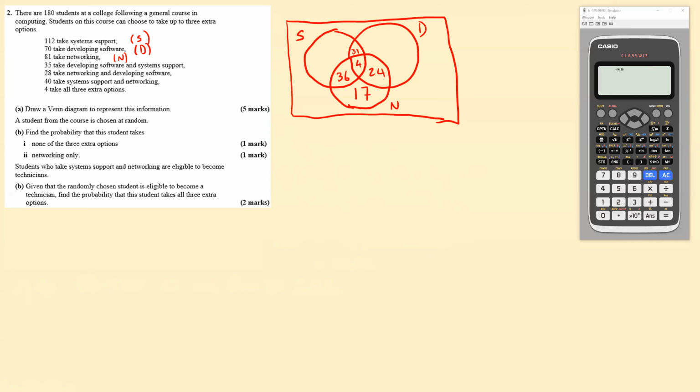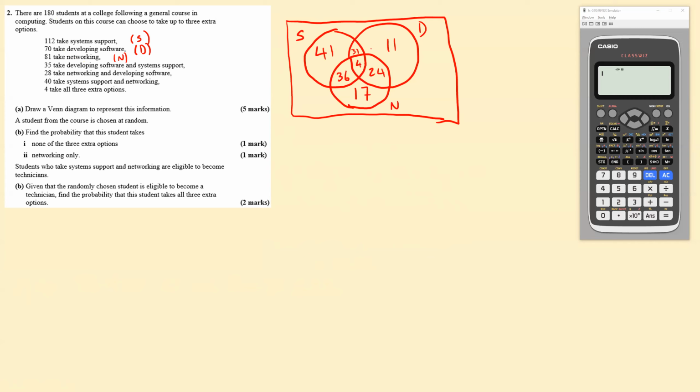Finally, 36 plus 31 is going to be 67 plus this 4 is going to be 71 in systems, and I know there's 112. So 71 plus 41. And then developing is 70. So I know this is 31 plus 24 is going to be 55, plus the 4 is 59. That leaves 11 here.